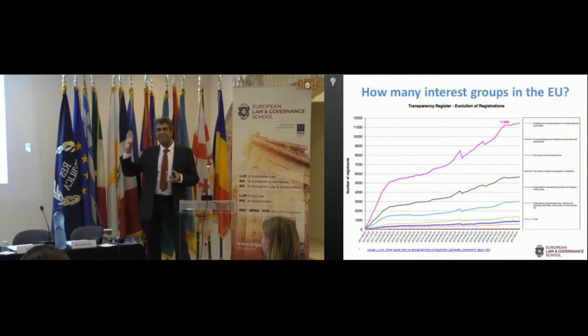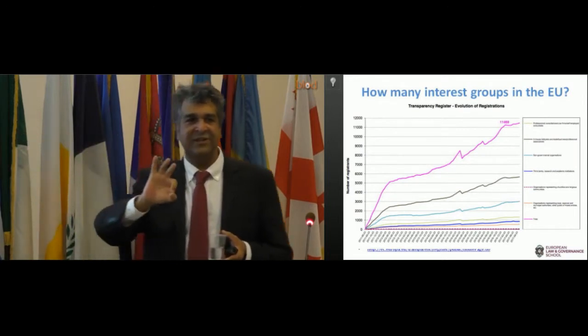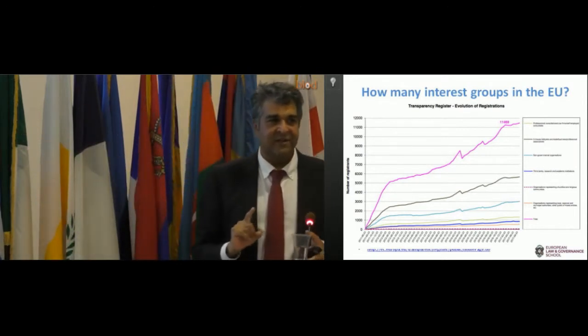This is really a measure of how many interest groups were registered in the Joint Transparency Register in the European Union since it started in 2011. So that's why the evolution is a positive slope, because it started from 0 registrants to now the 11,000.